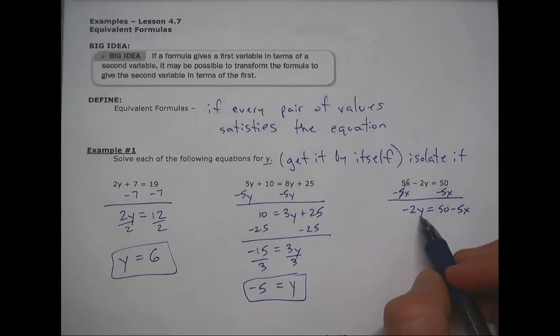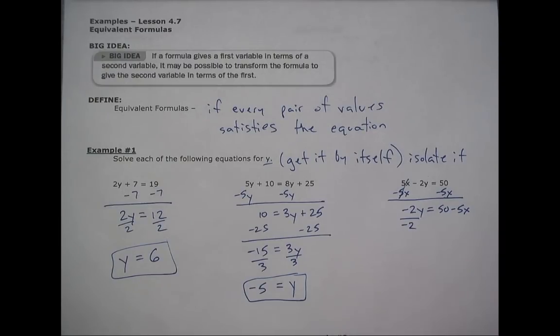Now I want to get y by itself. So this says times negative 2. I'm going to divide by negative 2. Now, this whole side is going to get divided by negative 2, leaving me just y by itself. And now we kind of need to deal with this side. So you technically could leave it just like this, and you could write 50 minus 5x over negative 2. It's not incorrect. Not fully simplified, though, either.